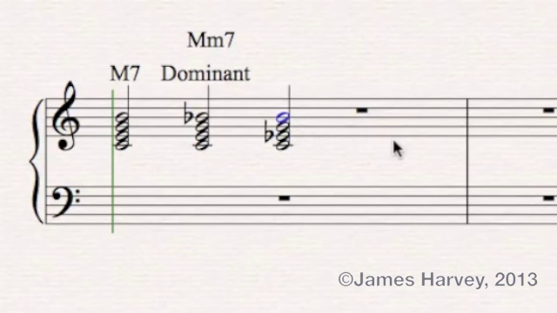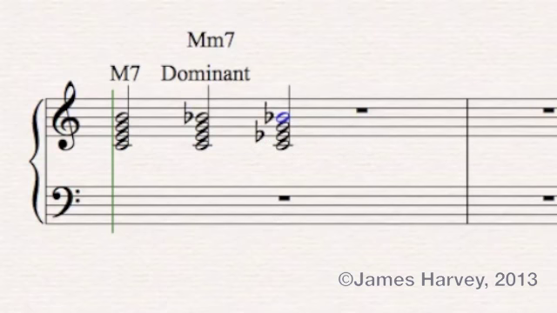This seventh chord, although it does exist, has no implication in tonal music. This would be what's called a minor major seventh because it's a minor triad plus a major seventh. This chord doesn't have any practical function in tonality, so I'm going to stop talking about it right now.